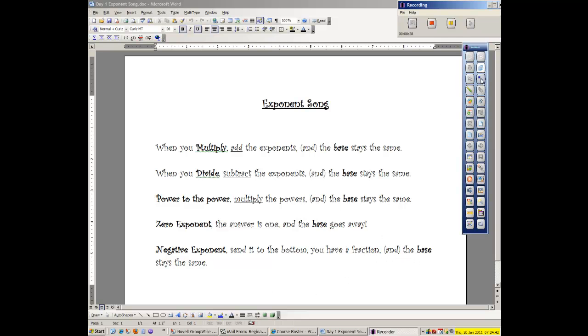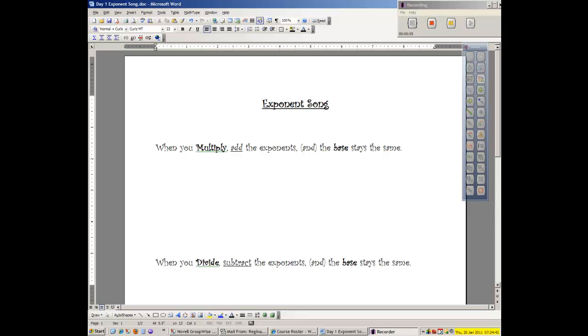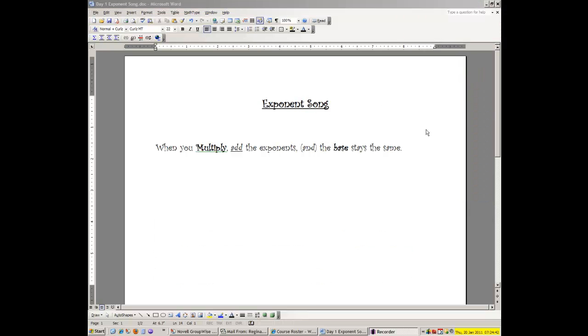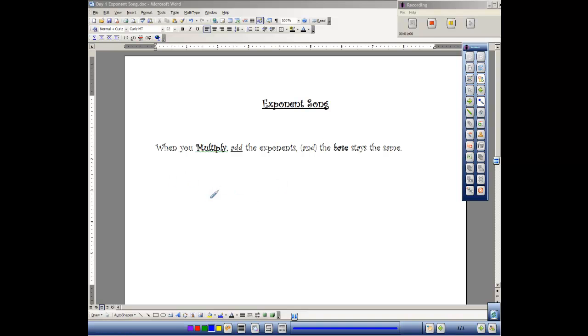So let's look at these. What does all this mean? Let's just go in here and look at it. Let's find out what is going on with this little song and these rules. So here we go. When you multiply, add the exponents and the base stays the same.